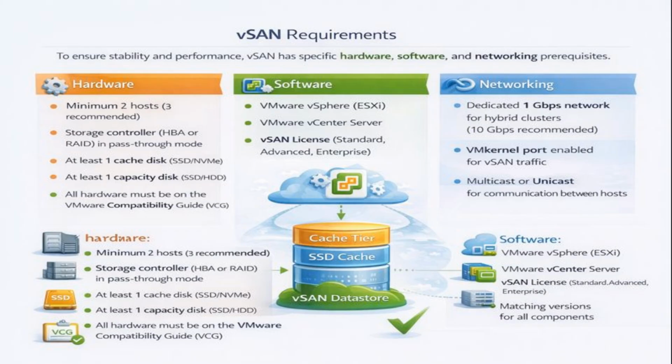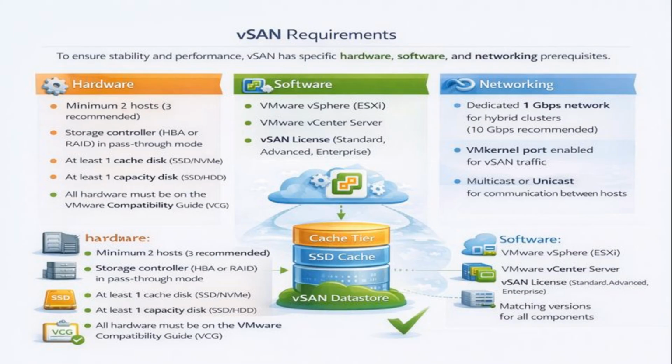vSAN requirements: hardware, minimum 2 hosts, 3 recommended for resilience. Storage controller in pass-through mode. At least 1 cache disk, SSD or NVMe, and 1 capacity disk, SSD or HDD, per host. Hardware must be VMware Compatibility Guide, VCG, certified. Software: VMware ESXi and vCenter Server. Valid vSAN license, standard, advanced, or enterprise. All components on matching versions.